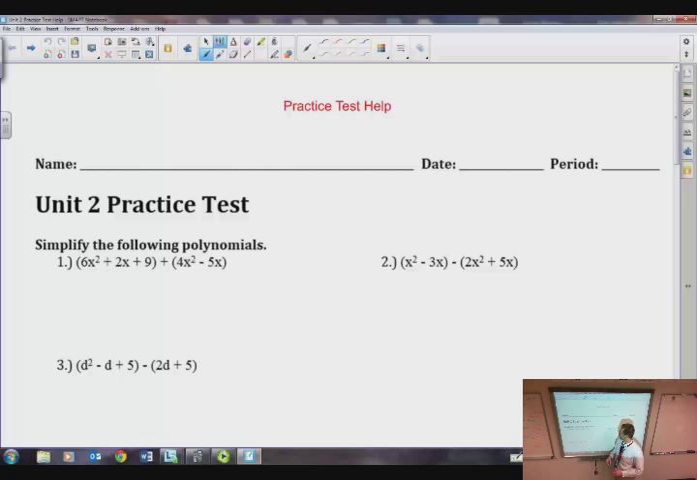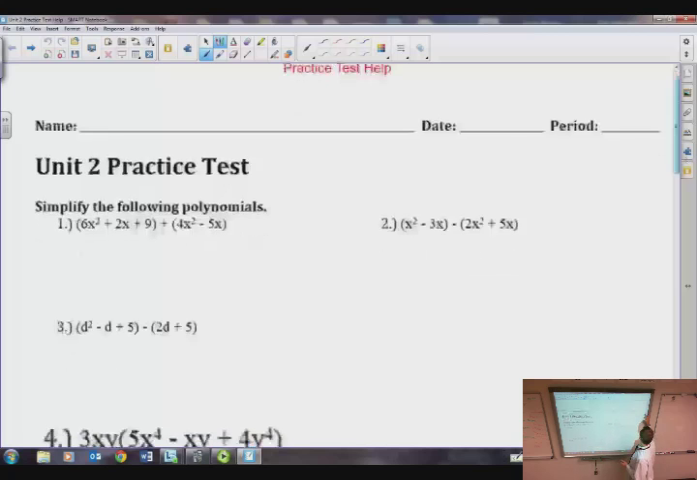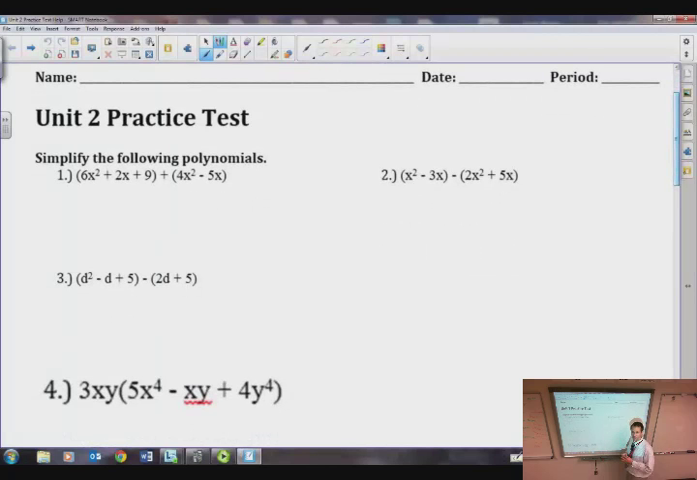Okay, so looking at number 1 here. Number 1, number 2, pretty easy. It's going to be this easy on the test too. All you're doing here, simplifying, is just combining like terms. What I like to do is circle and put things. So here's a plus, so you know that's combining. We're just going to add.